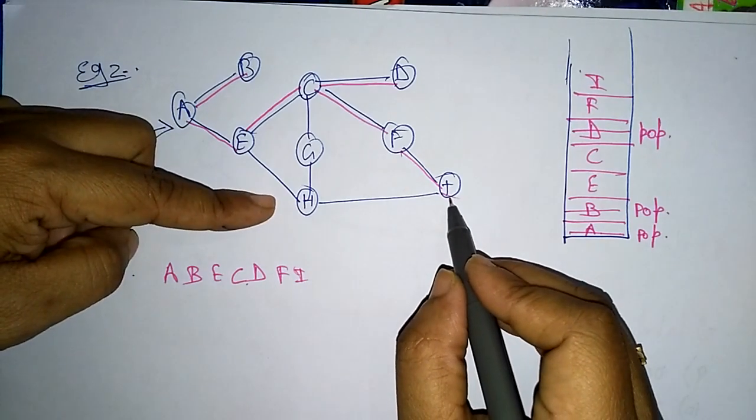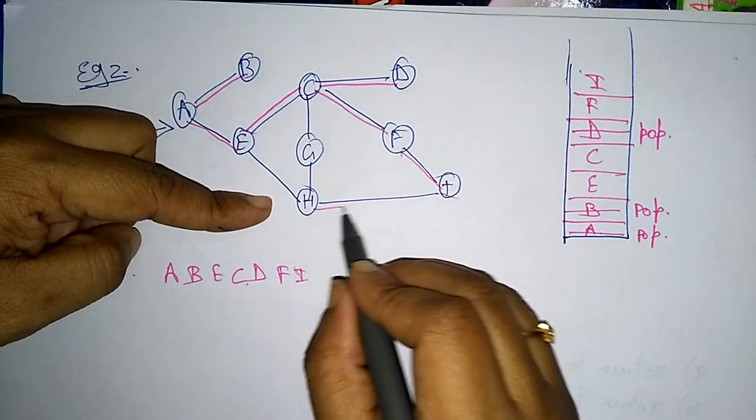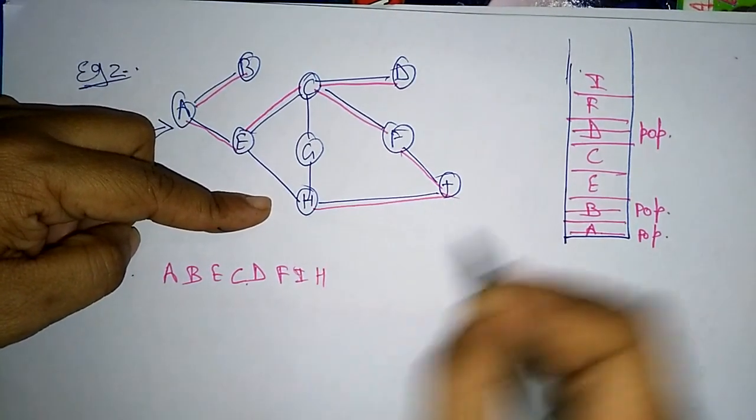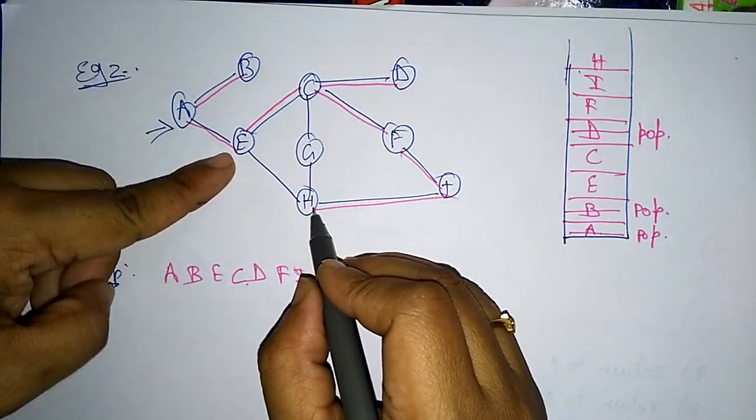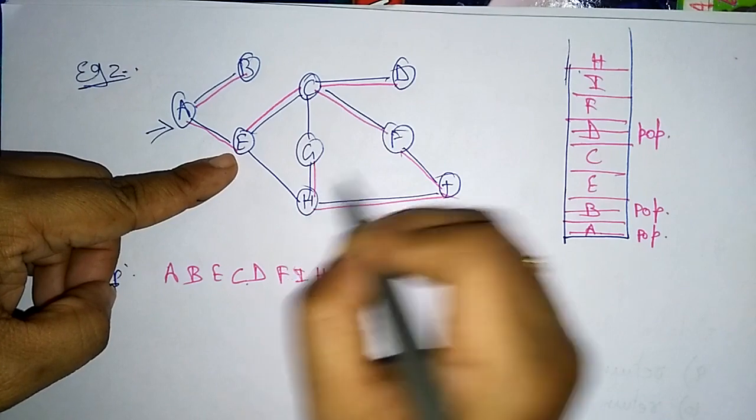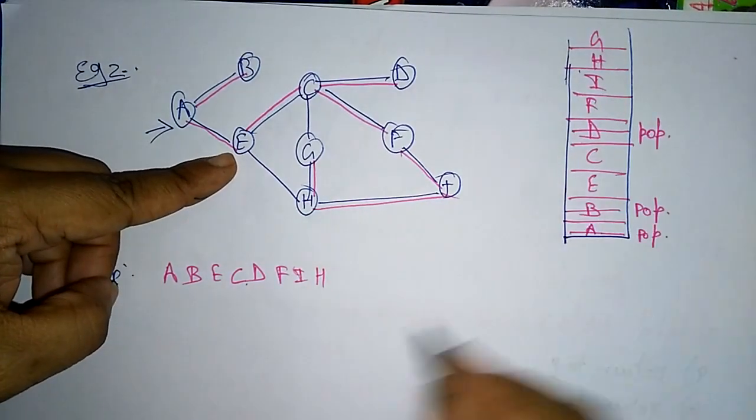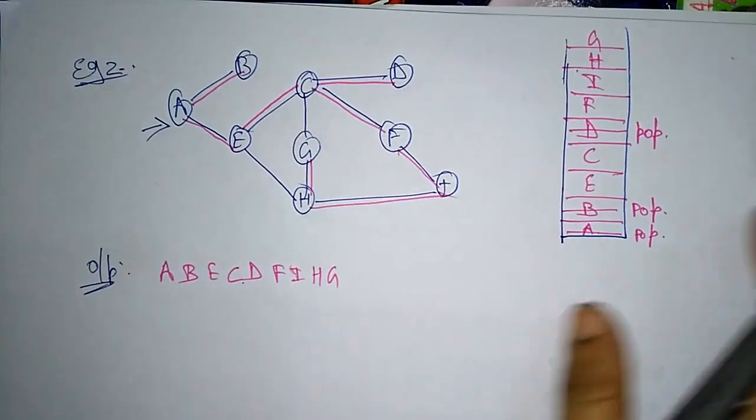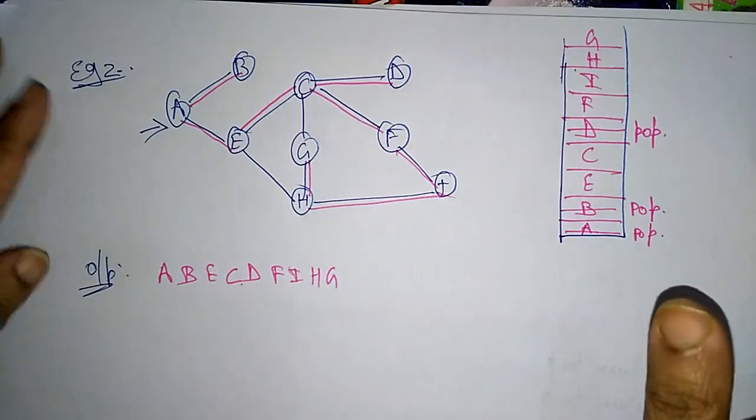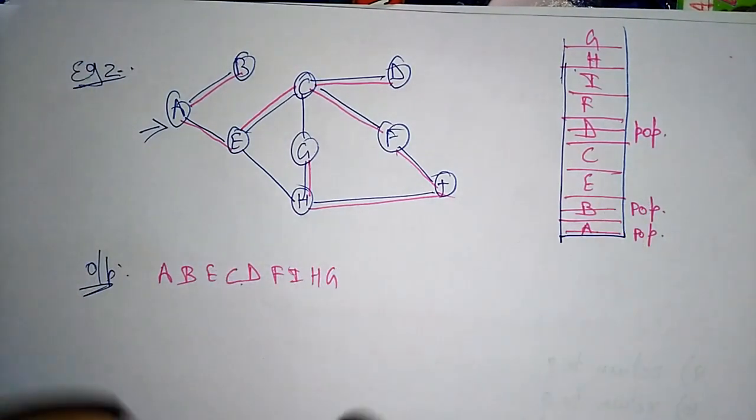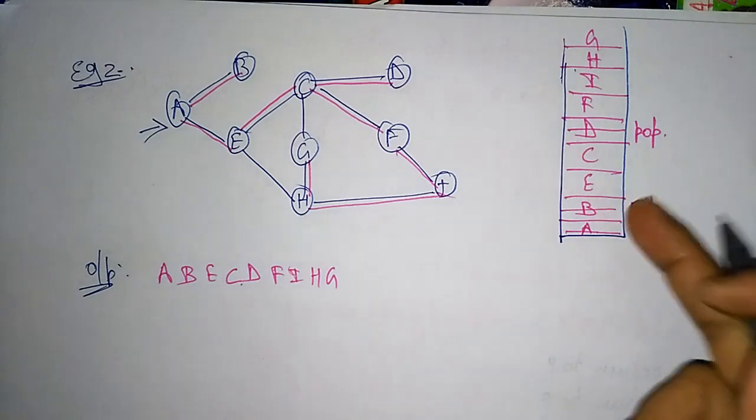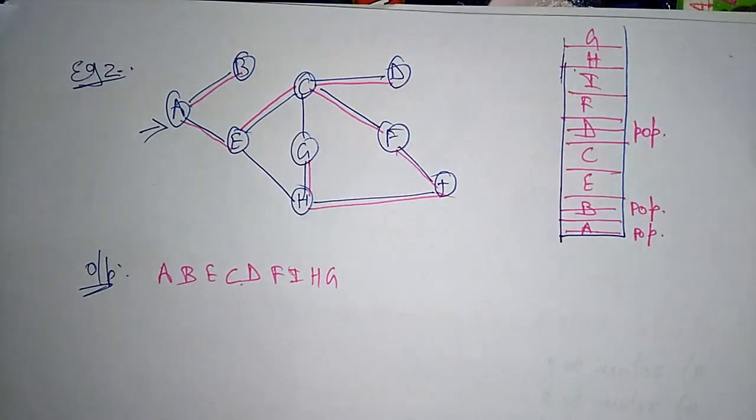From I, what is the adjacent vertex? H, that is not visited. So enter H. From H, E is already visited, so enter G onto the stack. But here all vertices are visited, and yet the problem is not over, because the stack has to be made empty. You have to make the stack empty, but here the stack is full.